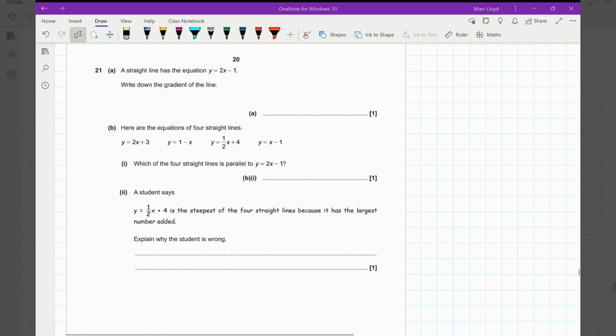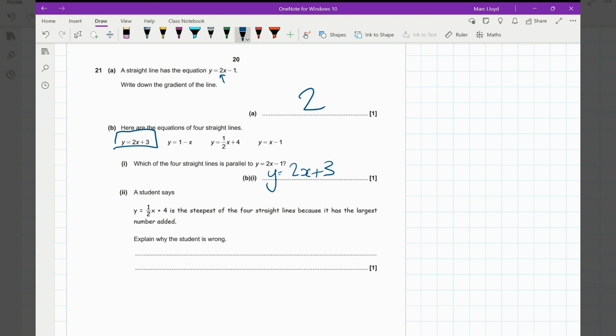Question 21. A straight line has the equation y equals 2x minus 1. Write down the gradient of the line. It is 2. So the gradient of that line is 2 because that's the value in front of x. Here are the equations of 4 straight lines. Which of the 4 straight lines is parallel to y equals 2x minus 1? Well, it will be the one that's got the same number in front of x because they're all in the format of y equals. So y equals 2x plus 3.